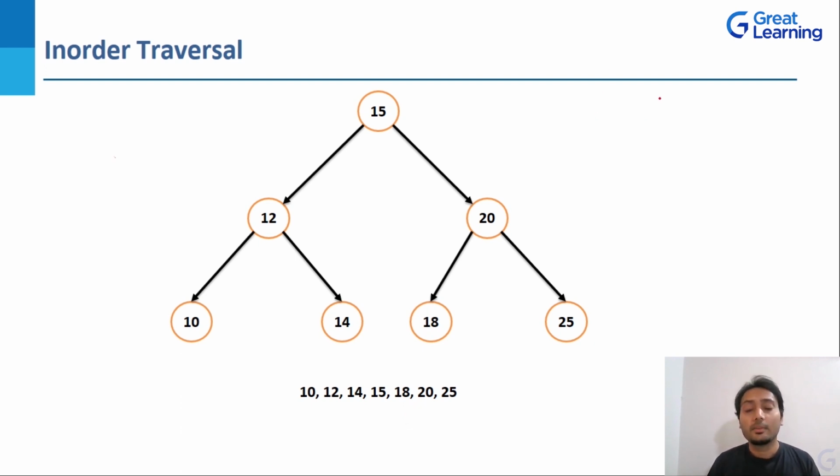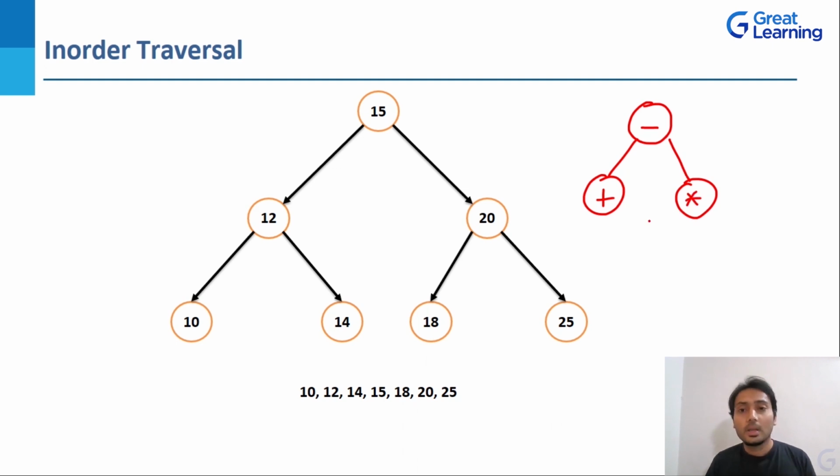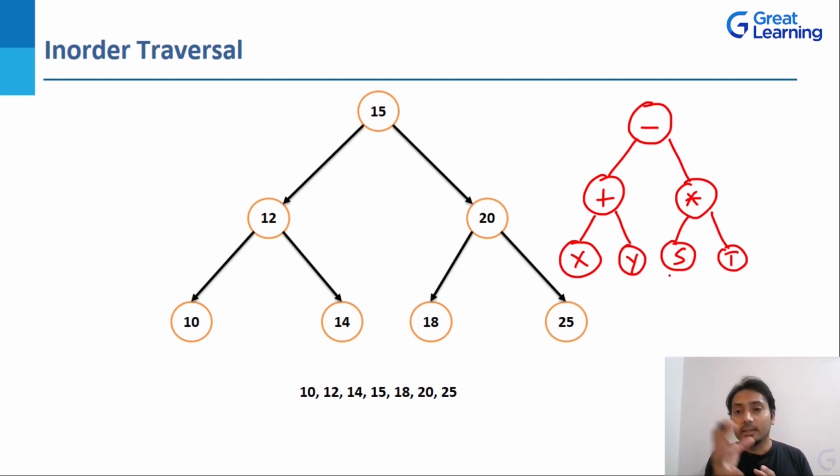So like this, let me take one more example. What I'll do is I'll draw a small tree here. So let me write minus here and let me draw two children. Let me say plus and then multiplication. And then again these two nodes have children x, y, and this has s and t. Just assume this. Now, if you apply in-order traversal on this particular expression tree, what is the output you get?